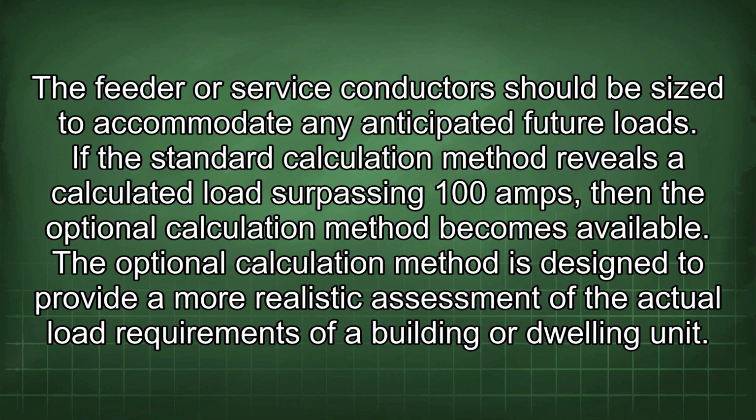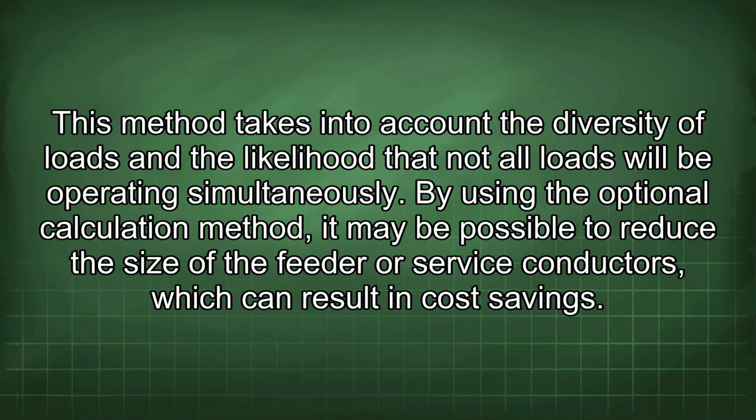If the standard calculation method reveals a calculated load surpassing 100 amps, then the optional calculation method becomes available. The optional calculation method is designed to provide a more realistic assessment of the actual load requirements of a building or dwelling unit. This method takes into account the diversity of loads and the likelihood that not all loads will be operating simultaneously. By using the optional calculation method, it may be possible to reduce the size of the feeder or service conductors, which can result in cost savings.